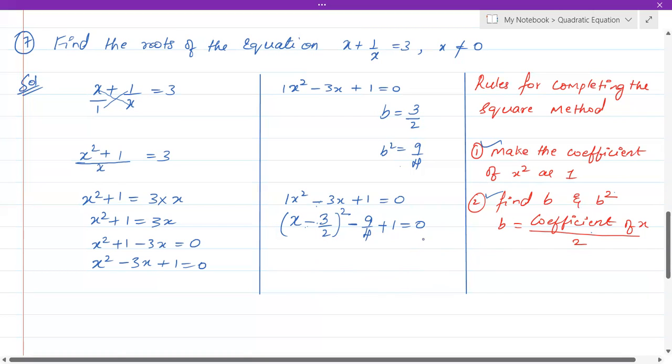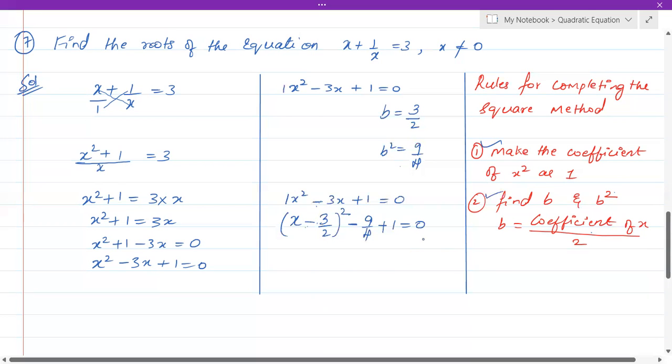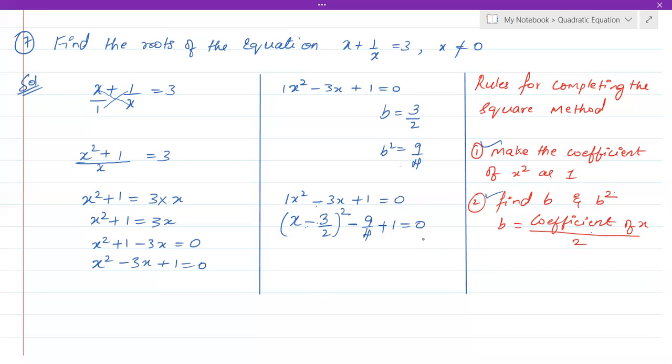Some of you might be having doubts: why should we take only x instead of x square, isn't it? And why should we write the value of b? You will have so many doubts. Let me clear the doubts after this problem. Now just concentrate on the steps that I am following.